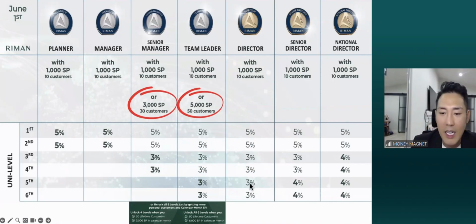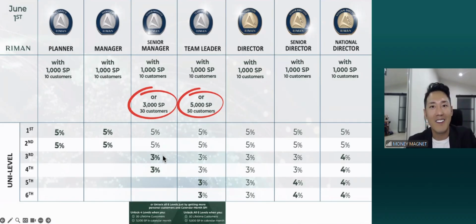But here's the cool part, right? So long as you do the work, and you're willing to go the extra mile and do the extra credit. A planner that achieves 3,000 SP and 30 lifetime customers is going to lock you into the senior manager bracket, and it's going to immediately unlock 4 levels of uni level pay for you, even though you don't have the rank.